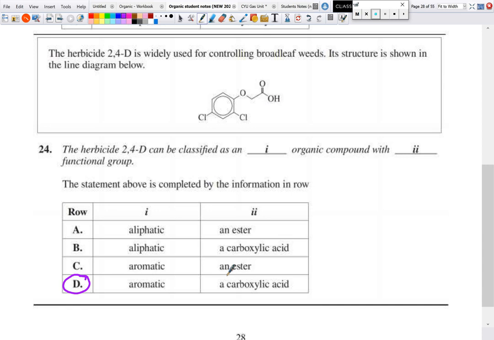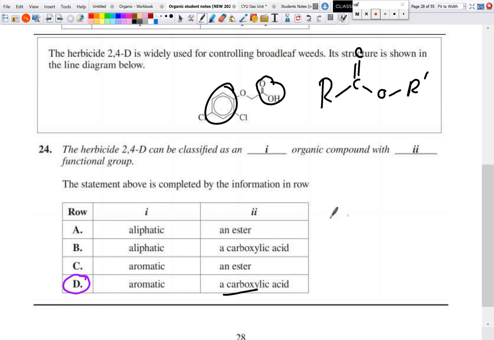Now, of course, the reason for this, if you did choose an ester, just look right here. This is not an ester functional group because the ester functional group has that oxygen directly attached to the carbon with the doubly bonded oxygen there, whereas this one here, there's a carbon right here. So they're not directly attached. That's why this is not an ester group, but we do see our carboxyl functional group right here. So that's why it is D, aromatic, because of the benzene ring and of course carboxylic acid.